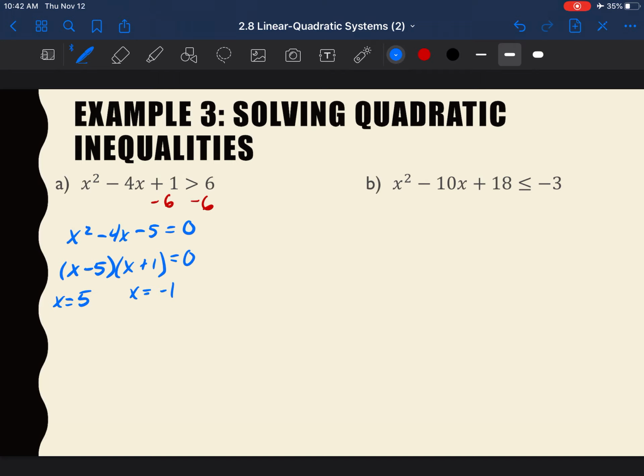The last part is we need to figure out the inequality, whether it's a greater than or a less than. The easiest way to picture it is on the two-dimensional level, it's just going to be a number line. So I will make a number line. Let's make this a straighter number line. So negative 1 and 5.